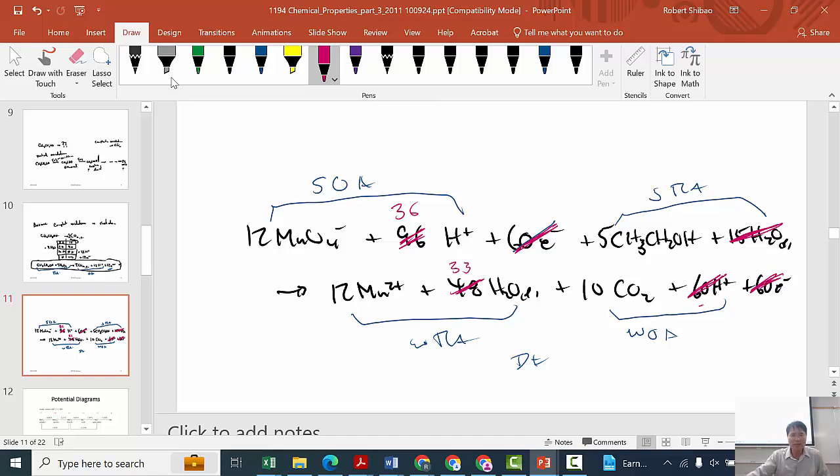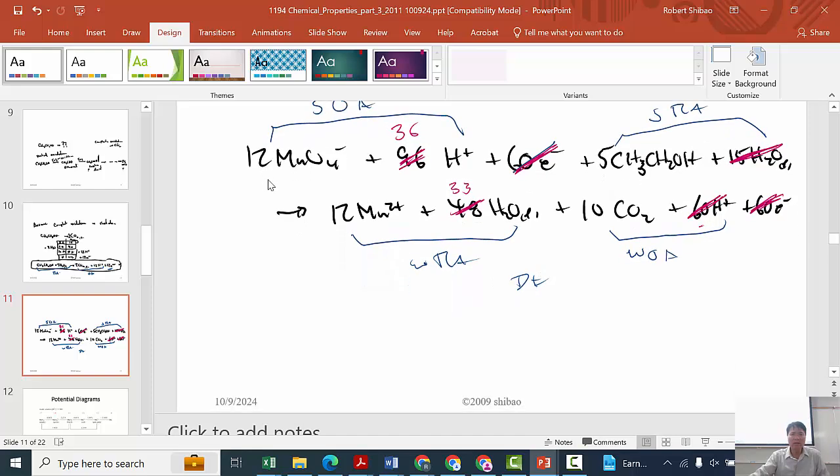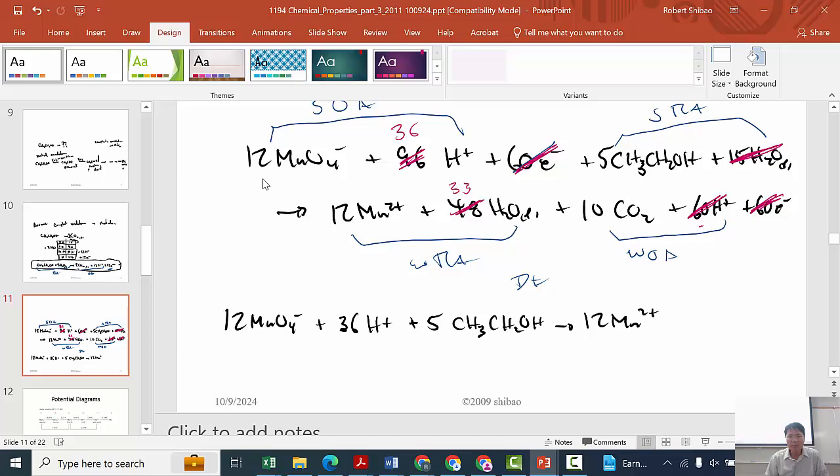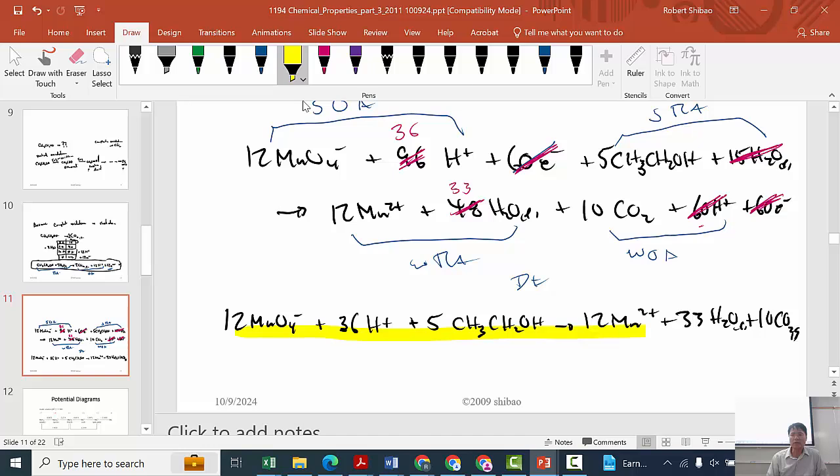And it looks like nothing else cancels. So altogether, this is what I'm going to have: 12 permanganates plus 36 H+ plus 5 ethanols yields 12 Mn2+ plus 33 H2O liquid plus 10 CO2 gas. And this would be the reaction spec.